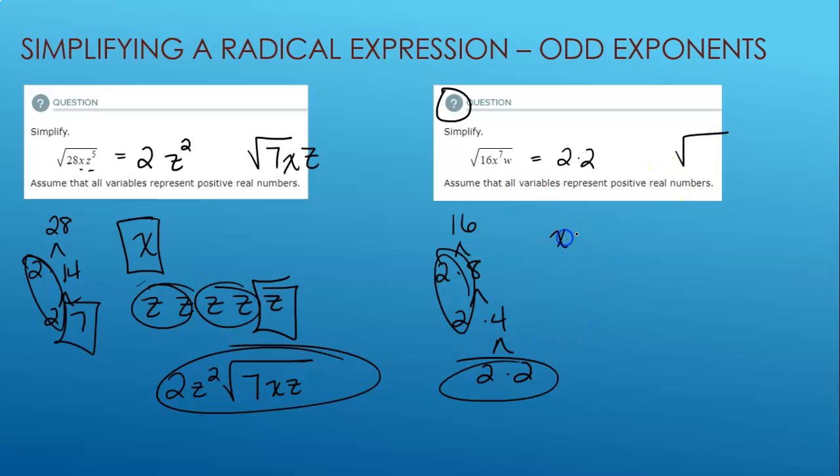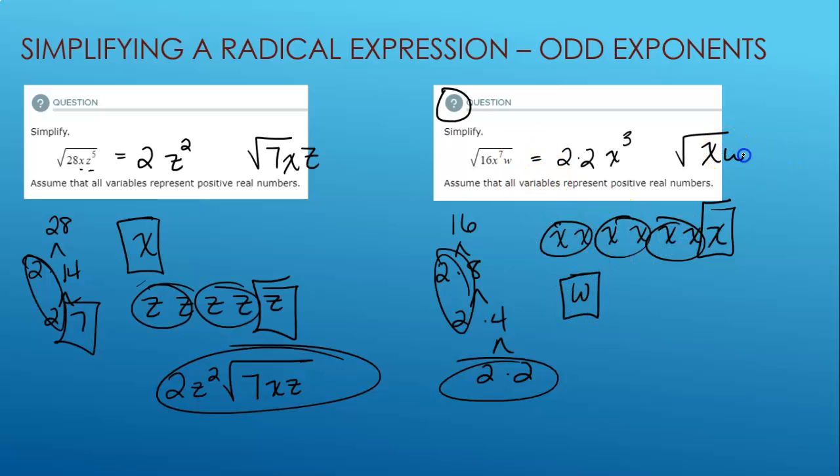Now let's look at our x's. There's 1, 2, 3, 4, 5, 6, 7. There are 1, 2, 3 pairs, so it's x to the third on the outside and a single x left on the inside. And there's only a single w, no pairs of w's, so it has to stay inside the radical. So my final answer becomes 2 times 2, which is 4, x to the third, times the square root of xw, and that's my final answer.